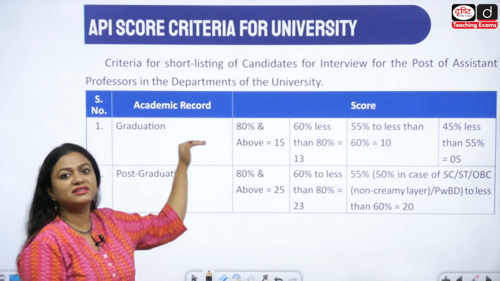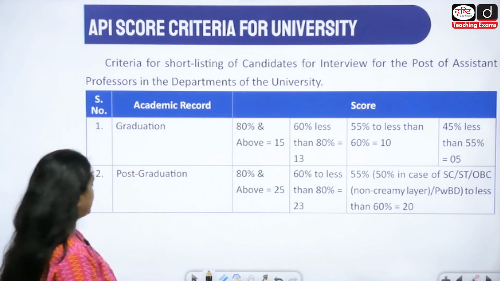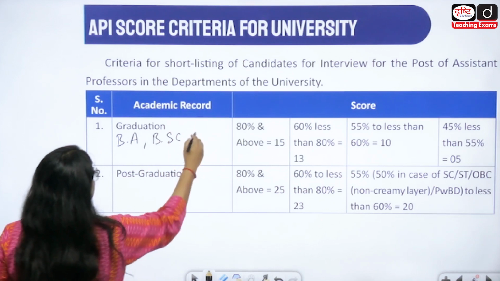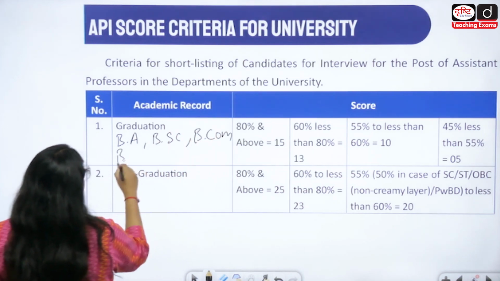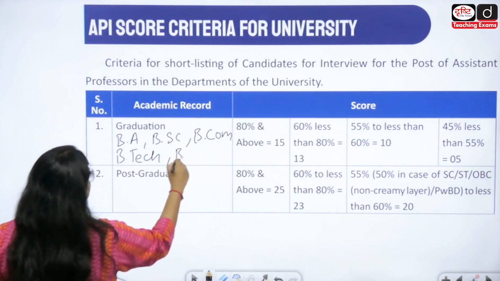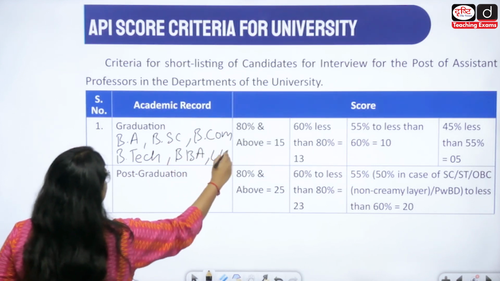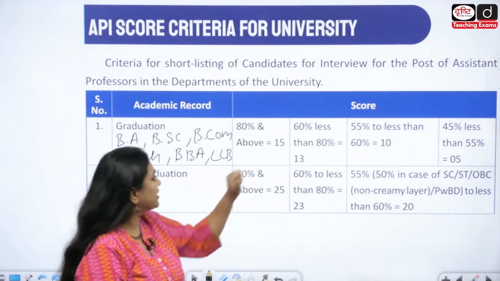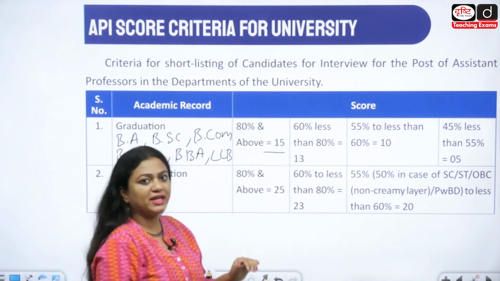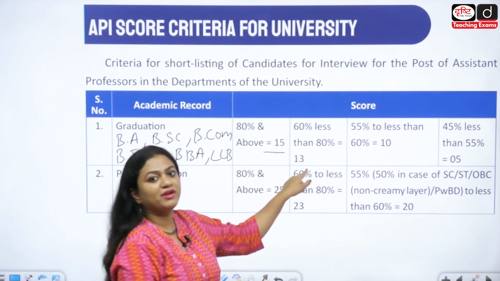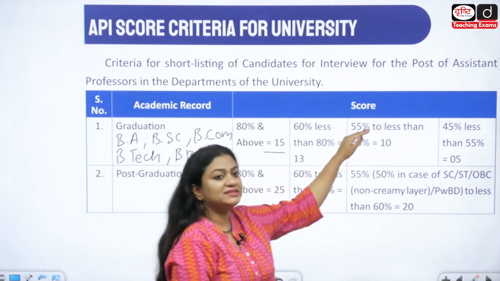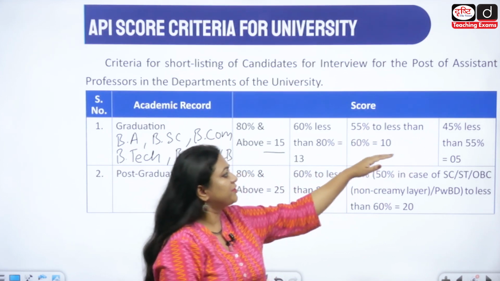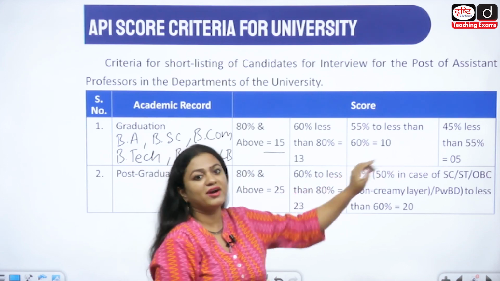The first parameter is your graduation marks. Graduation, like what we call BA, BSc, BCom, BTech, BBA, LLB, etc. If your graduation marks are above 80%, you will get 15 marks. If your score is between 80 to 60%, your score will be 13 marks. If your score is between 60 to 55%, your score will be 10 marks. If your score is between 55 to 45, you will get 5 marks.